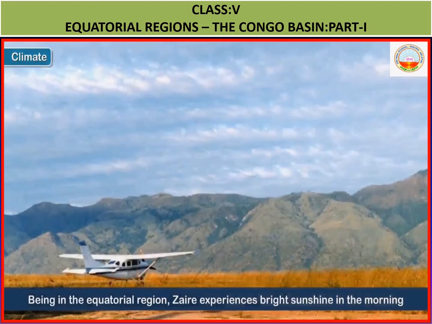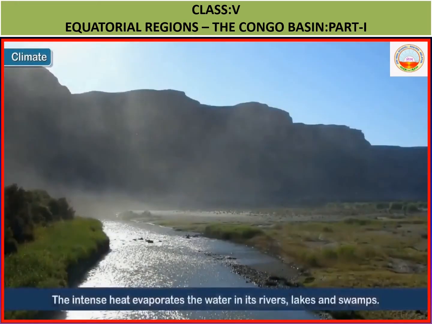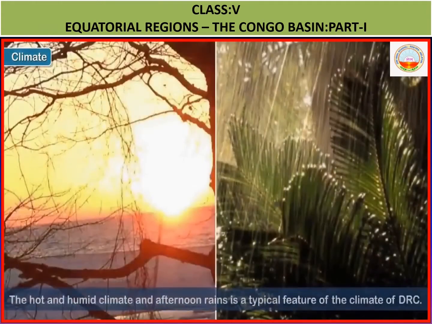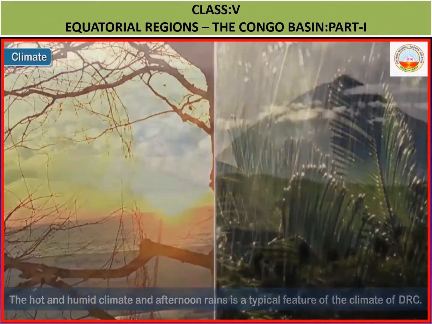Being in the equatorial region, Zaire experiences bright sunshine in the morning but becomes very hot by noon. The intense heat evaporates the water in its rivers, lakes, and swamps. There is often heavy rainfall during the day, especially in the afternoons. The hot and humid climate and afternoon rains are a typical feature of the climate of the Democratic Republic of Congo.